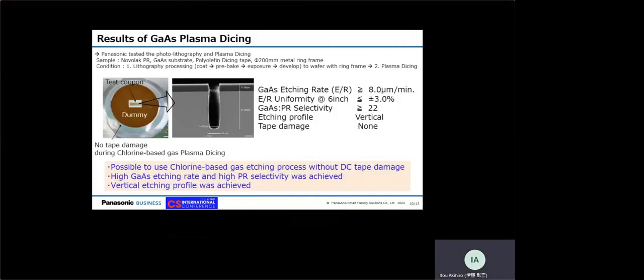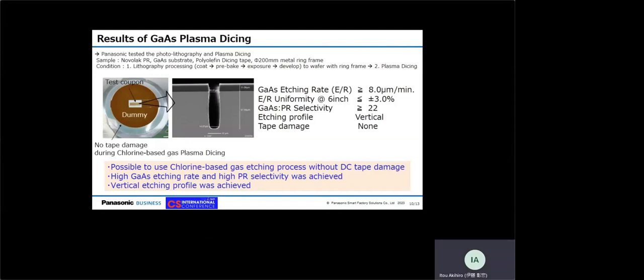In this slide, I would like to explain results of gallium arsenide plasma dicing. The left photo shows a plasma diced gallium arsenide test coupon. The test coupon sample is set on the center area of the ring frame, and the dummy covered with polyimide is set around the test coupon sample. As shown in this photo, there is no damage by the use of chlorine gas after dicing.